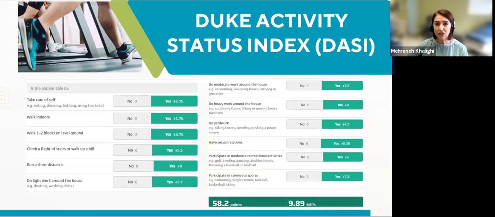The DASI score ranges from 0 to 58.2. Of note, the MDCalc version of the DASI gives a METs equivalent for the raw score, which has not been validated and should not be used for clinical decision-making.